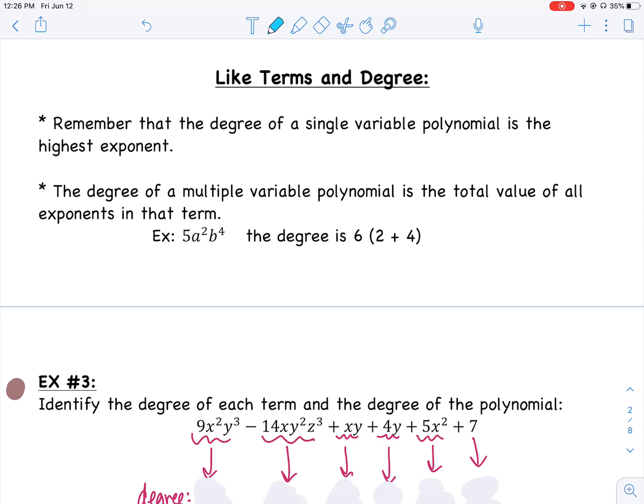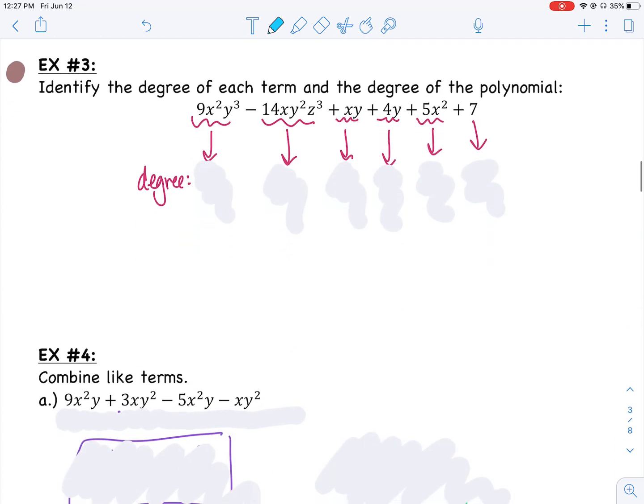Well, the degree on a multiple variable polynomial is really the total value of all exponents in that term. So for example, if I gave you this term, 5a squared b to the fourth, you notice that there's multiple variables with different exponents. I can still find the degree though by adding those exponents together. So really the degree of this term would be 6, adding the 2 and the 4. Okay? Look at example number 3 and let's practice that.